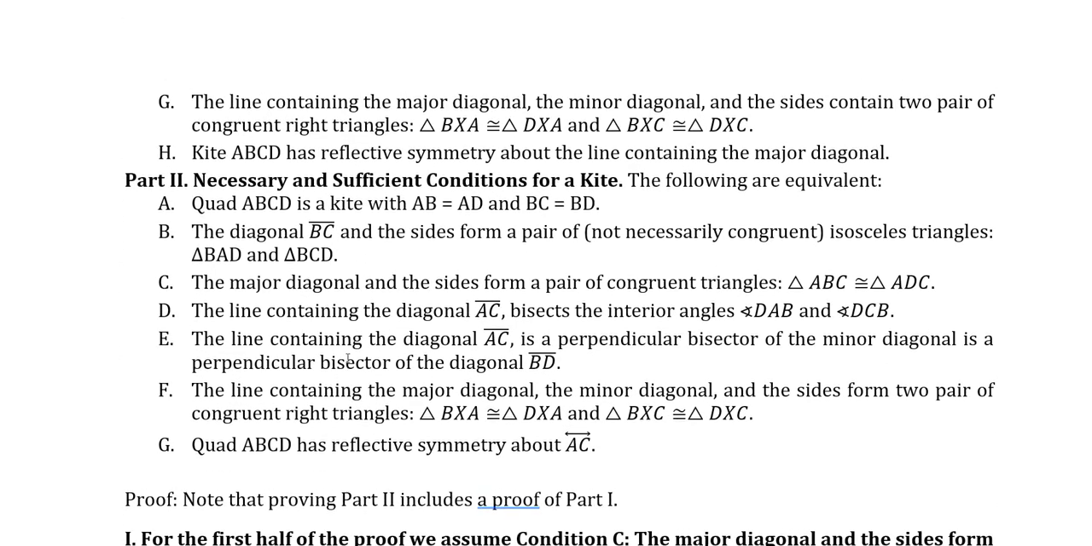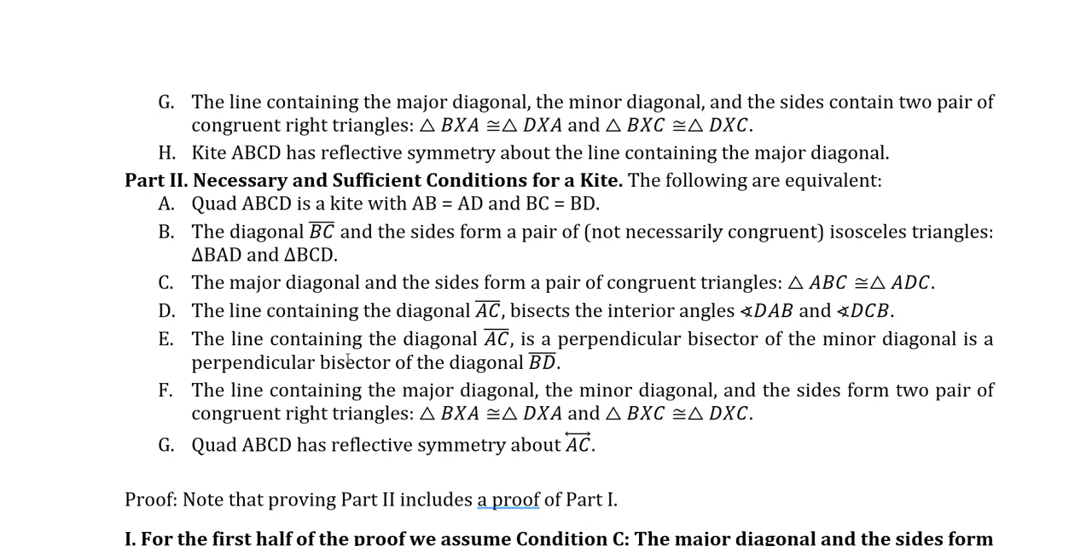It's also true that these are some necessary and sufficient conditions for a kite. In other words, the following are equivalent. If you have any one of these conditions A through G, you have all of them. The first one is that quadrilateral ABCD is a kite, specifically with AB equal to AD and BC equal to CD. I could have phrased that as line segment AB congruent to line segment AD and line segment BC congruent to line segment CD.